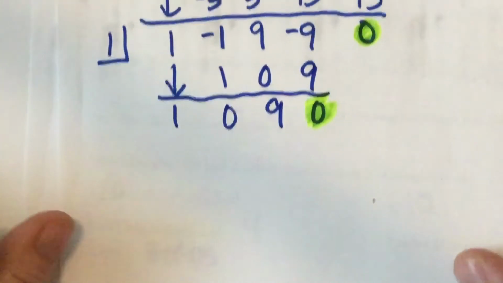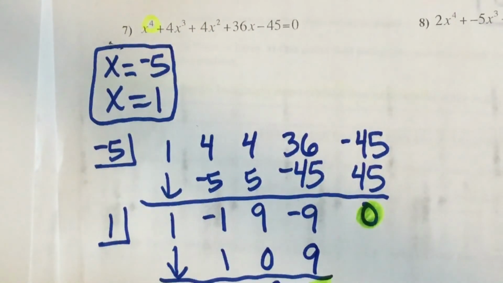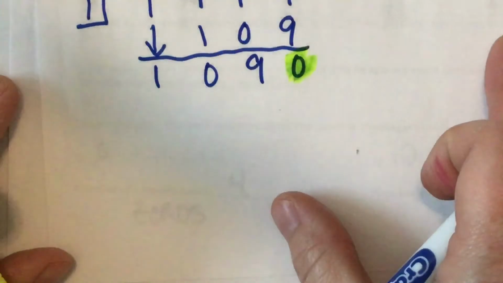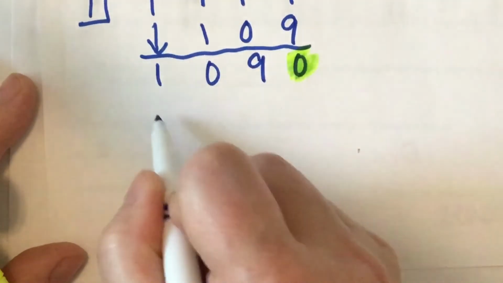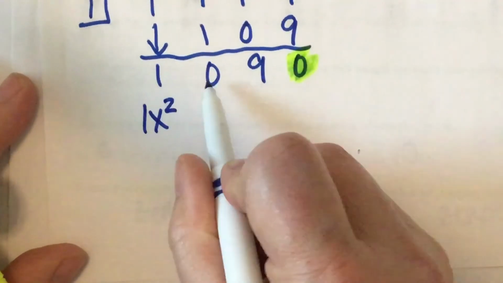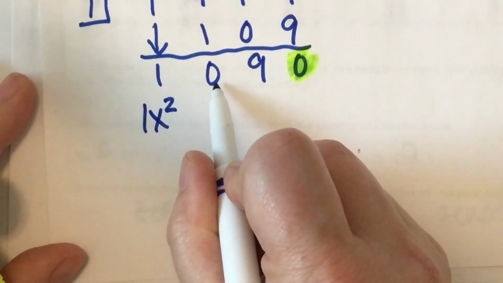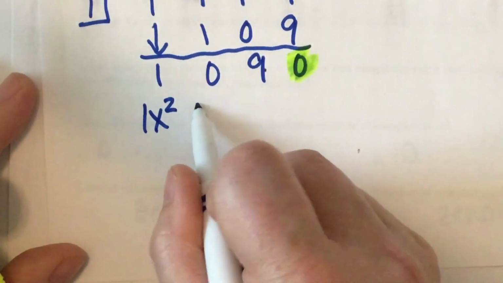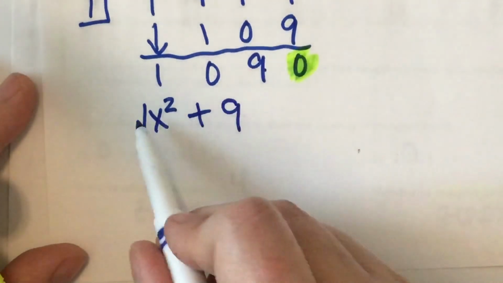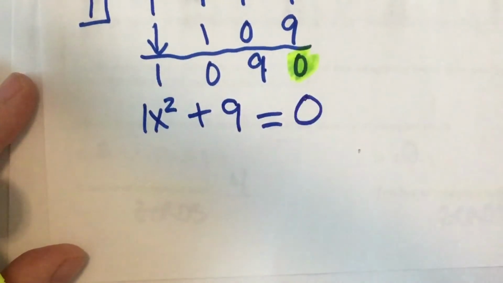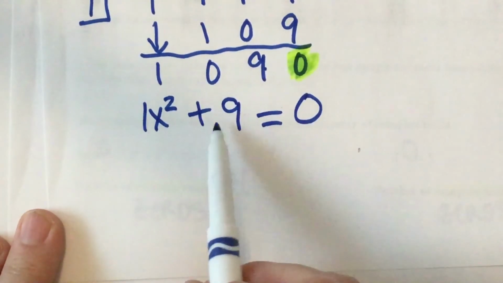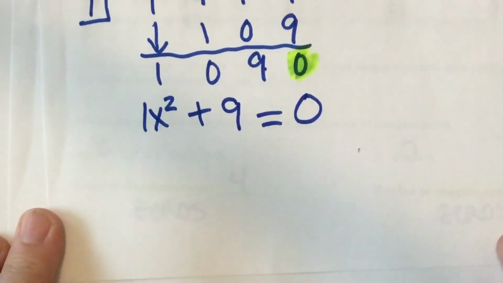Okay, so remember the first time I did synthetic division, x to the 4th goes to x cubed. The next time it goes to x squared. So this 1 is in front of an x squared. The 0 is in front of an x, so 0x, which I don't need to write. And after the x comes the constant, so that 9 is the constant. So all I have to do is set this equal to 0, solve it, and I'll be done. And luckily for us, because there's no x, I get to do the square root method again.